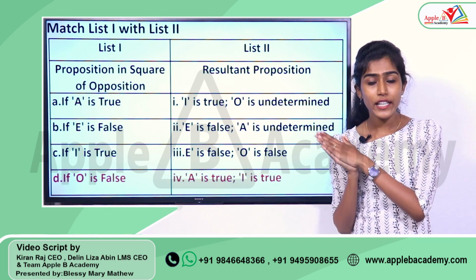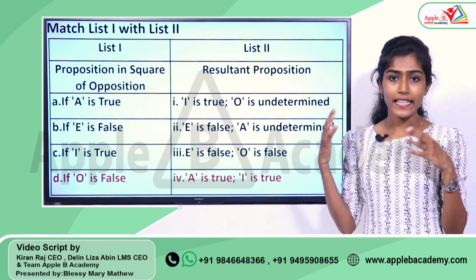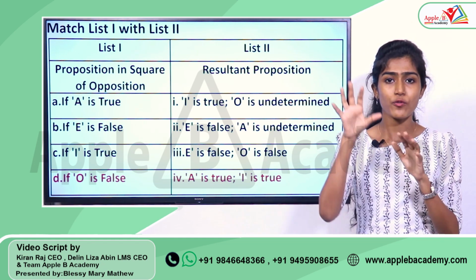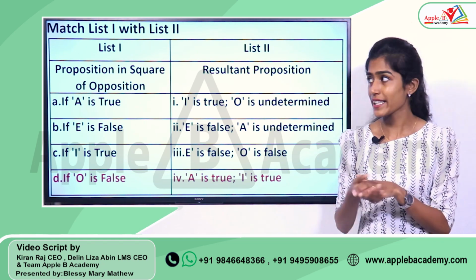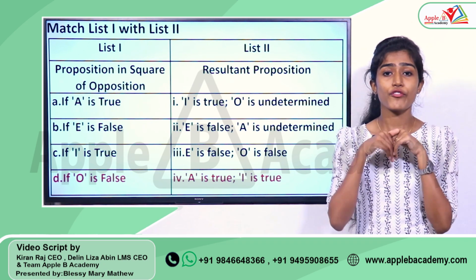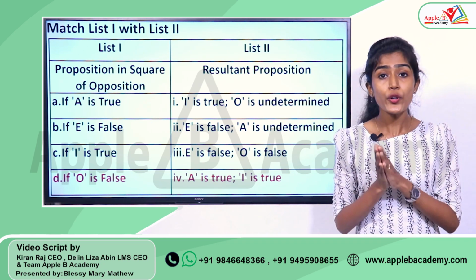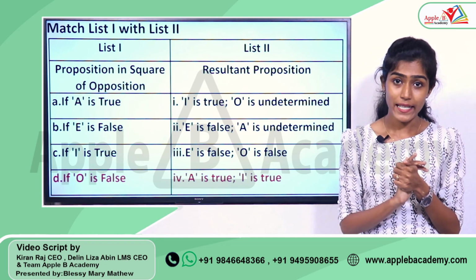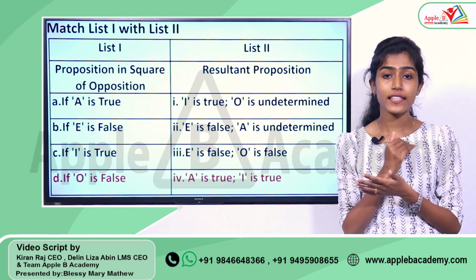So what is the idea that is behind these match the following questions? If you know thoroughly the relationship between the various propositions and the square of opposition, then this match the following question is a very easy thing for you. But if you don't know this idea of square of opposition very well, then it might be really difficult for you to identify the correct matches.